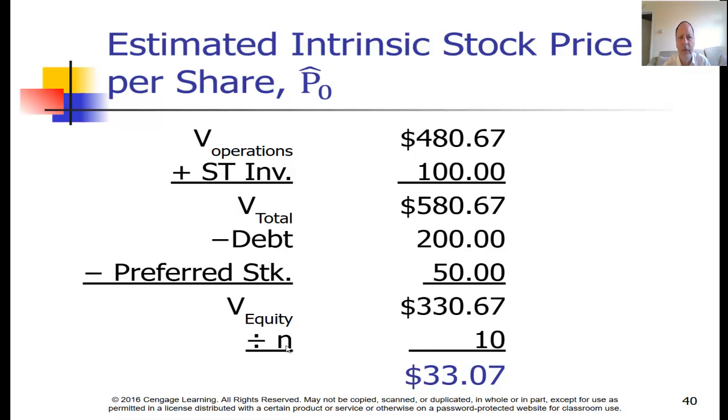To figure out the estimated intrinsic stock price, we take the value of operations of 480 plus short-term investments of 100, giving us a total value of 580.67, minus the 200 million in debt, minus the 50 million in preferred stock, gives us a value of equity of $330.67 million.